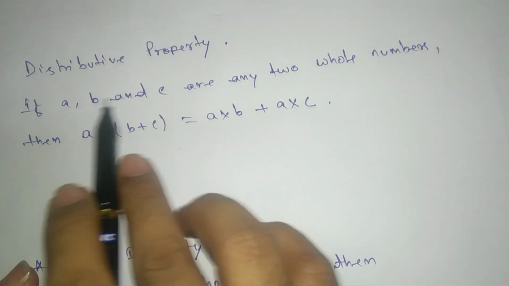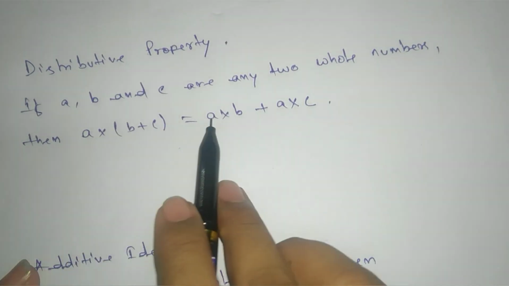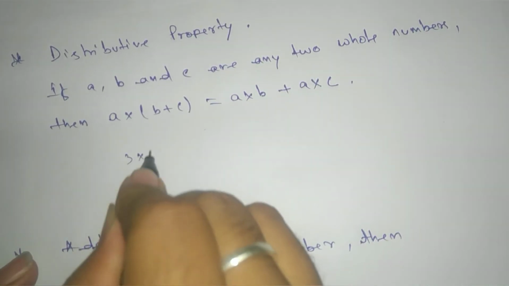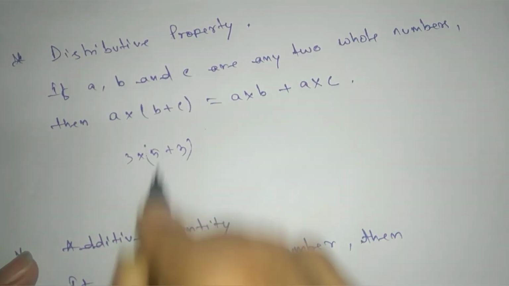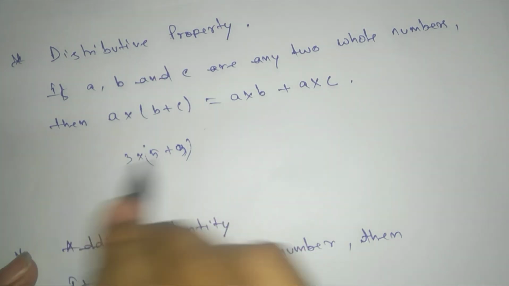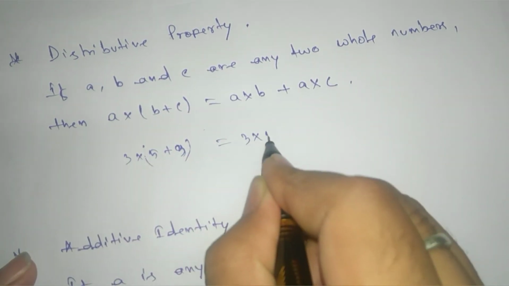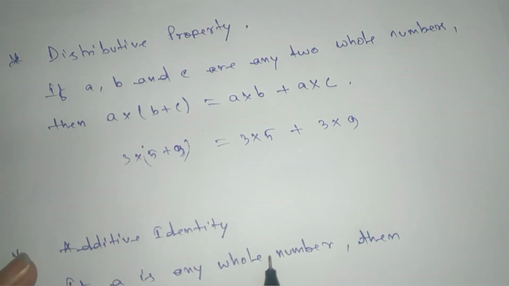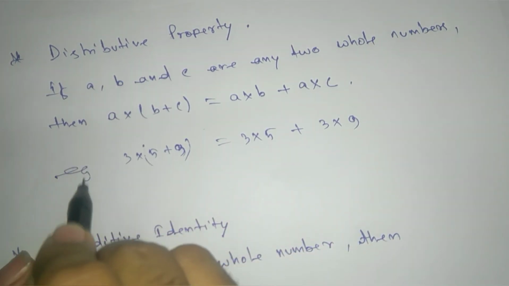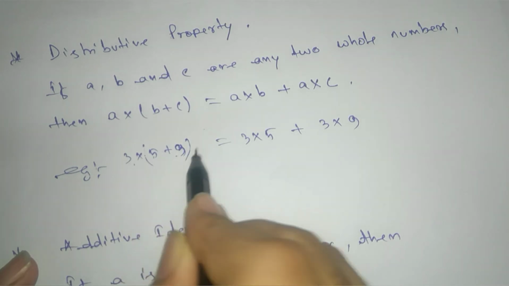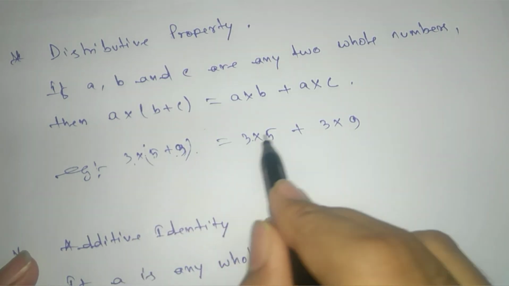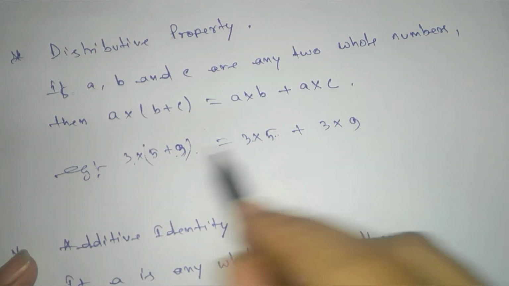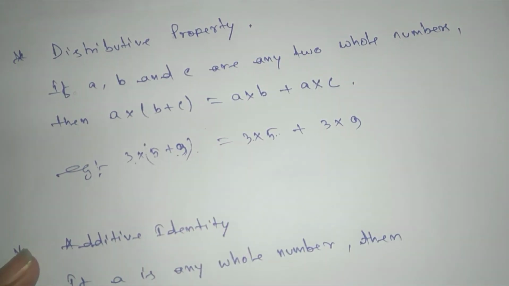Distributive property means if we take any three numbers and arrange them this way, then it can be represented like this. If I take 3 into 5 plus 9, then this can be written as 3 into 5 plus 3 into 9. Let's see whether both are equal or not.